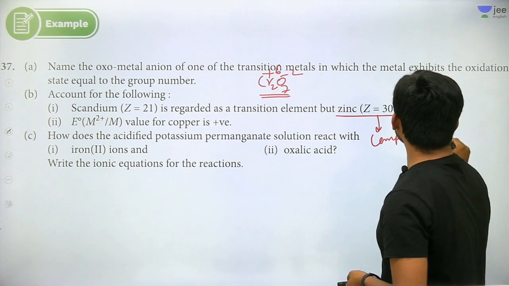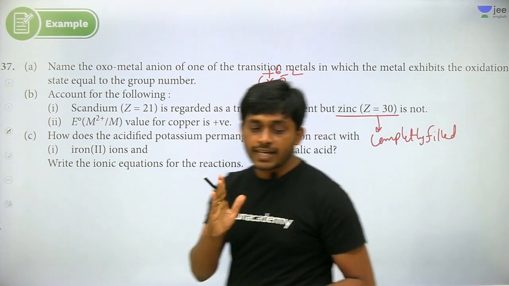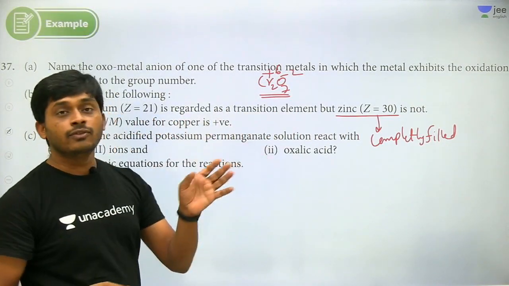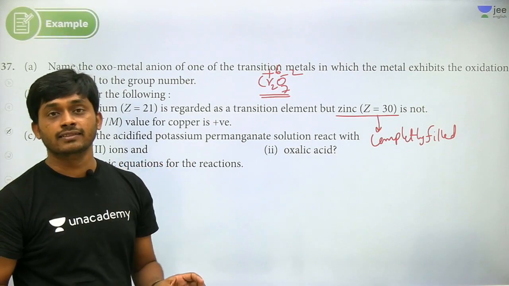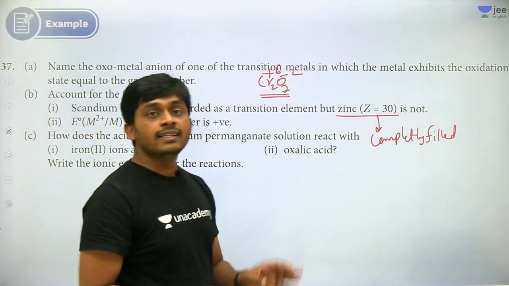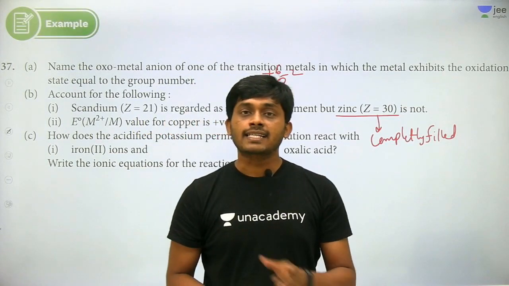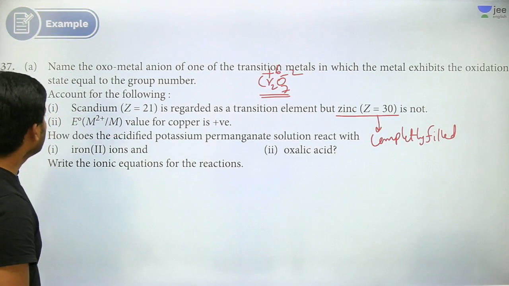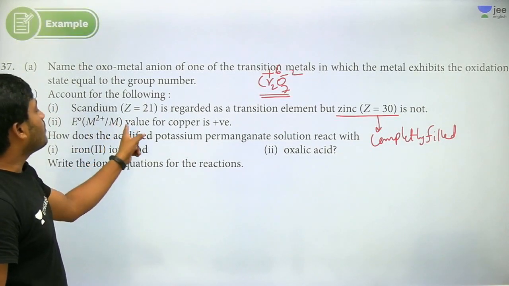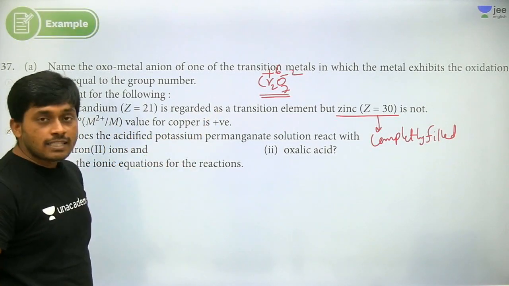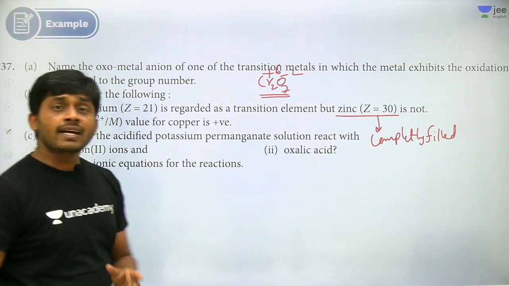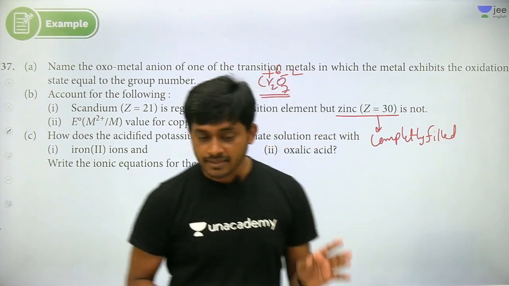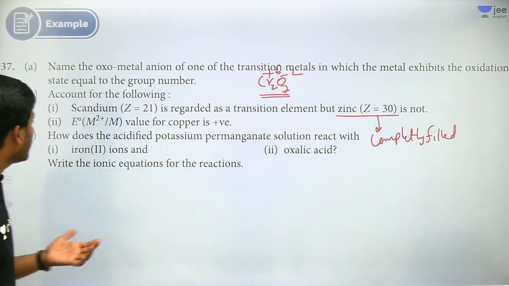So you write in words, and you mention the electronic configuration. Copper is 3d10 4s1, completely filled. Even in the atomic state or in the ionic state, it has completely filled orbitals, so it is not a transition element. The E0 M plus 2 by M value for copper is positive because of the hydration energy. Hydration energy of copper plus 2 is more.